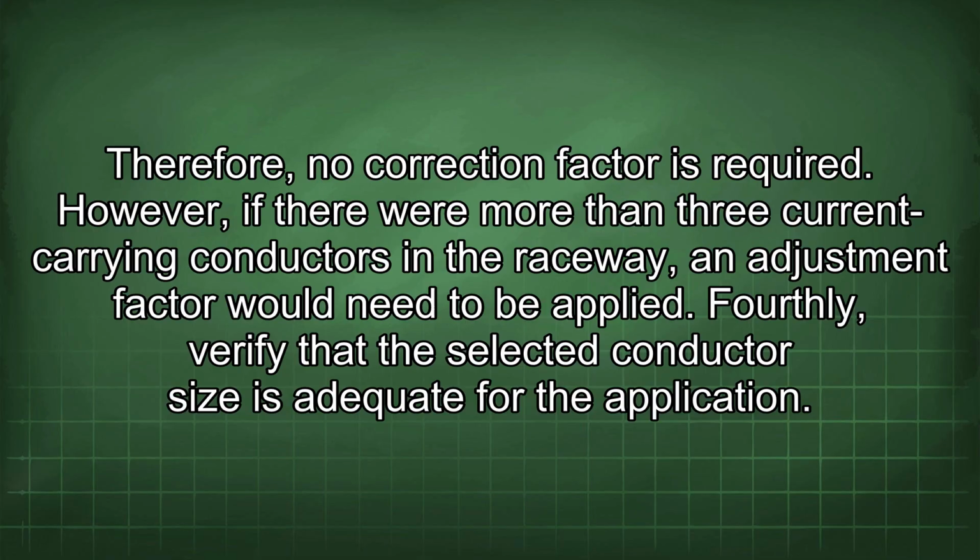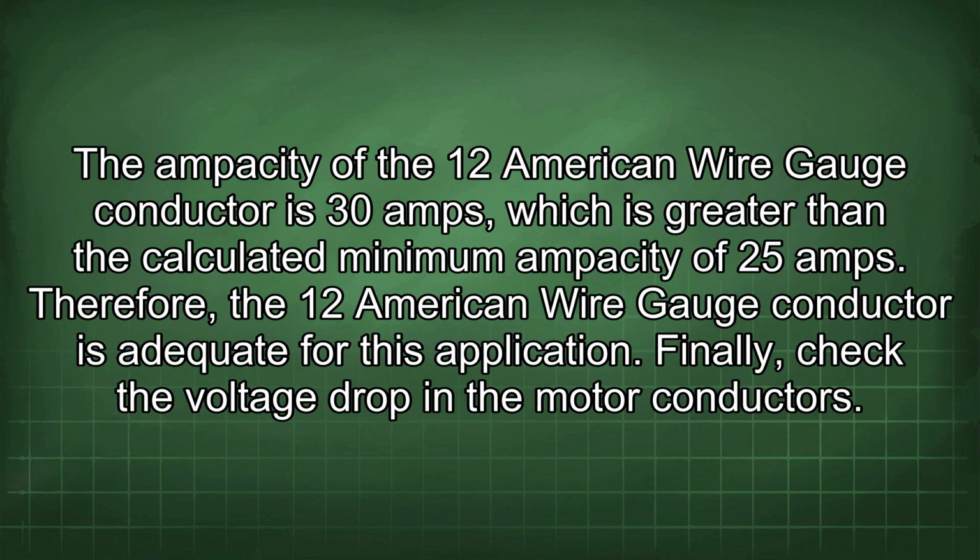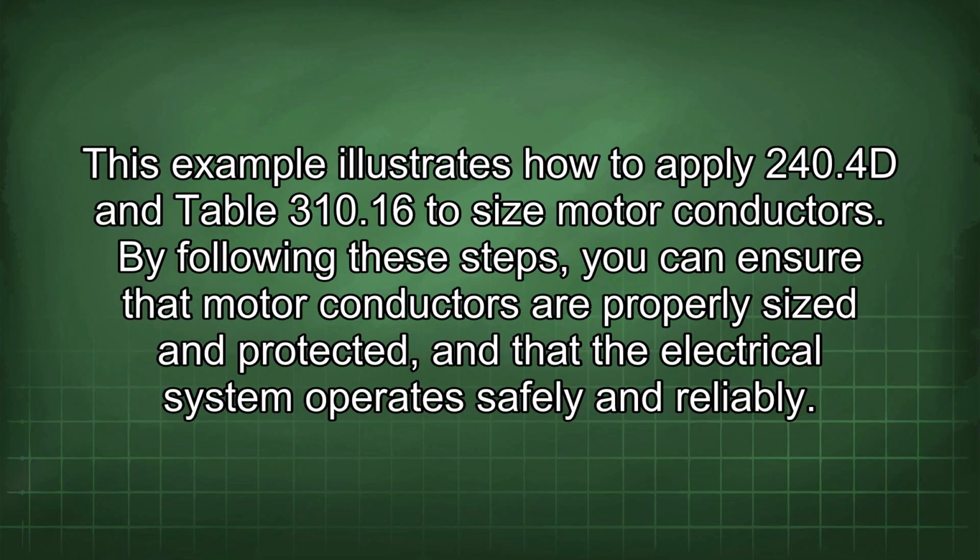Fourthly, verify that the selected conductor size is adequate for the application. The ampacity of the 12 American wire gauge conductor is 30 amps, which is greater than the calculated minimum ampacity of 25 amps. Therefore, the 12 American wire gauge conductor is adequate for this application. Finally, check the voltage drop in the motor conductors. This example illustrates how to apply 240.4(D) and Table 310.16 to size motor conductors.